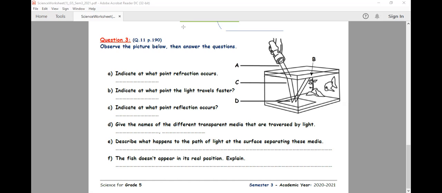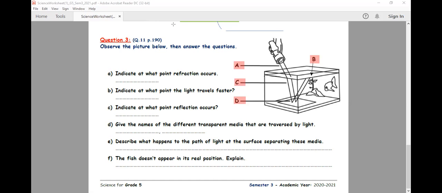A is in the air. C is in the water. D is the mirror, and D is in the water. The mirror will be the surface of separation, the surface of the water. It's between water and air.